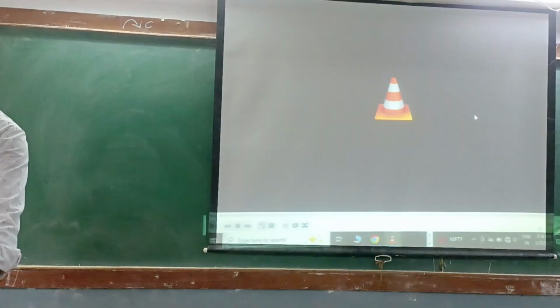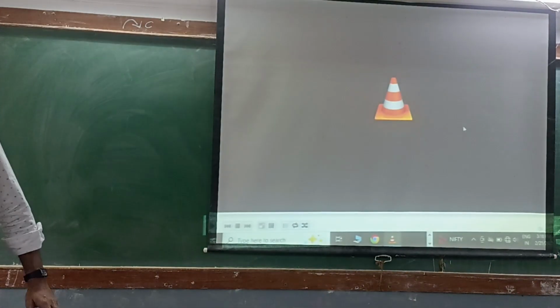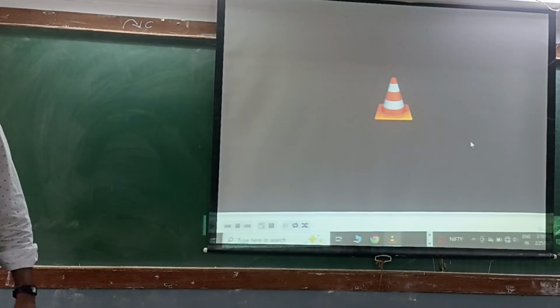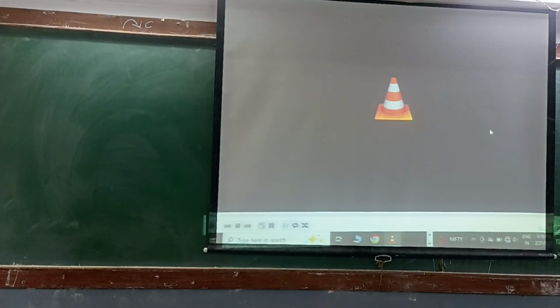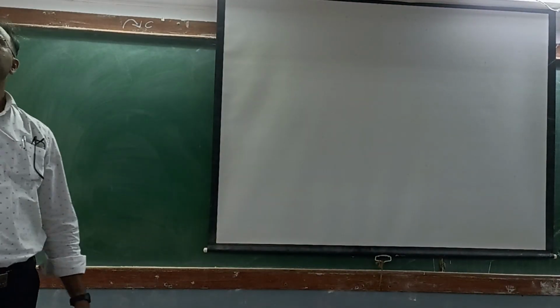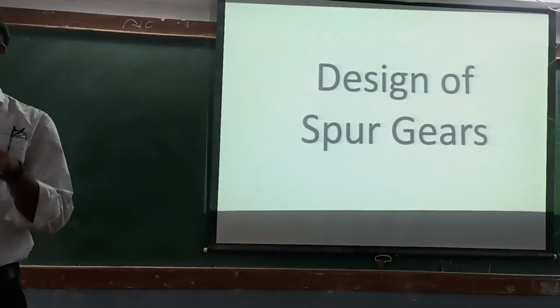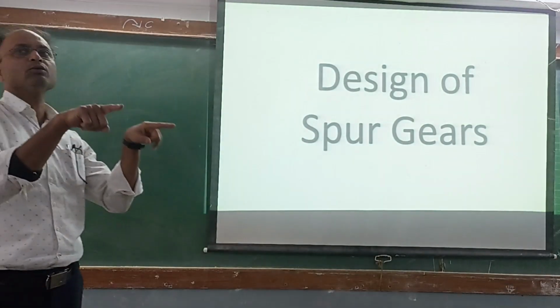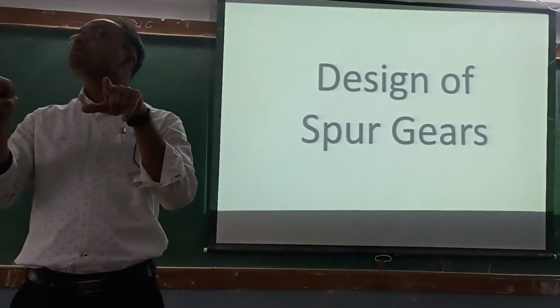Worm and worm wheel are used for very large power reduction ratio, that we'll see later on. Now we'll go to the basics of design of spur gears. Spur gears are used for transmission of power between two parallel shafts. Whenever shafts are parallel to each other, we use spur gears.